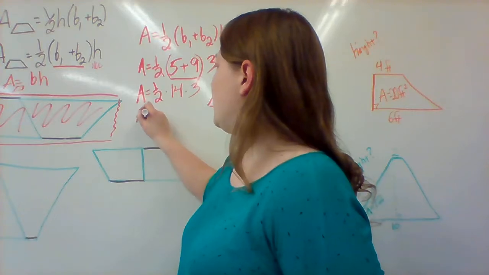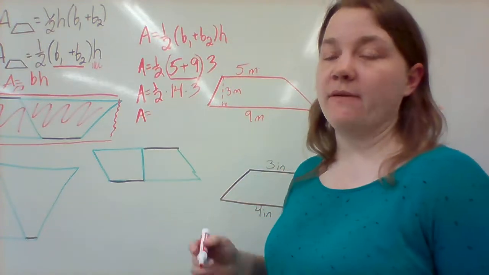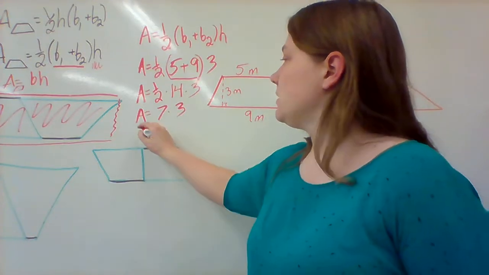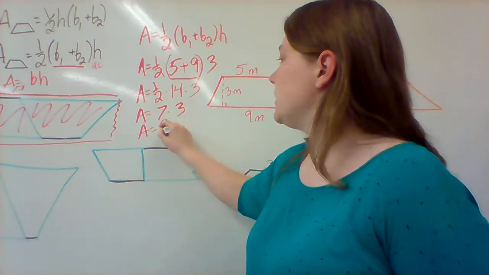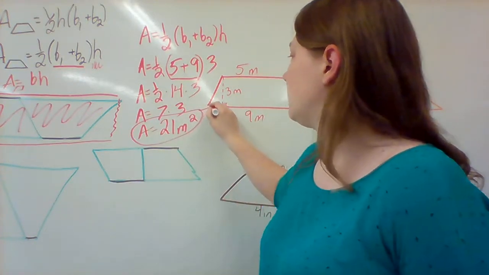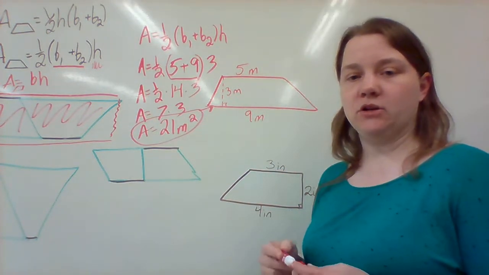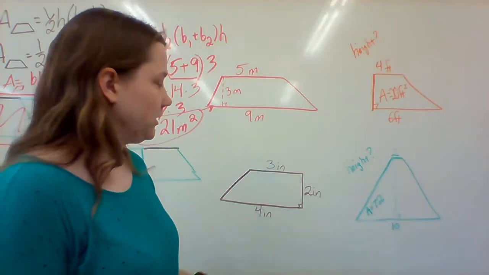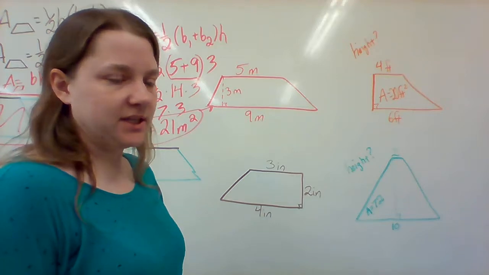So that will be A equals half of 14 is going to be 7 times 3. So my area is going to be 21 meters squared for that red trapezoid.